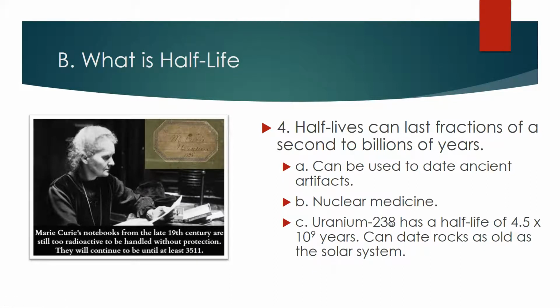That's how we're able to date our solar system, and it puts us at about 4.5 times 10 to the ninth years for the half-life. And so like I said, we can use that to determine how old our solar system is. To give you an idea, Marie Curie is very famous in starting this groundbreaking research in nuclear chemistry.